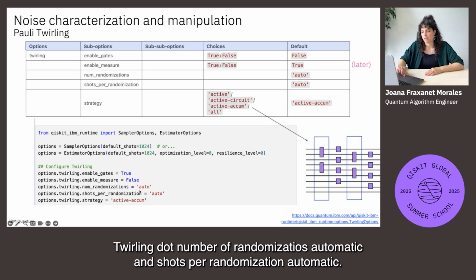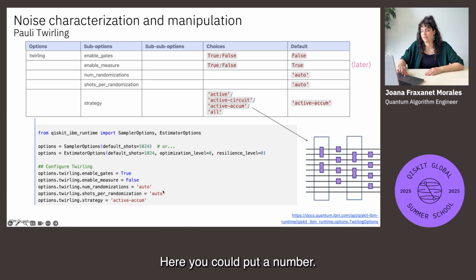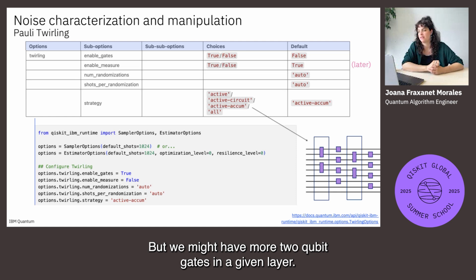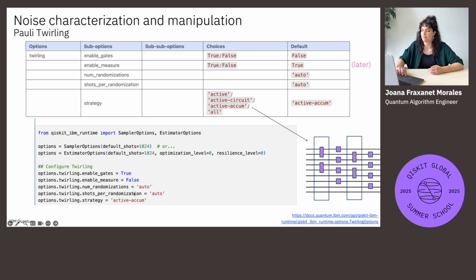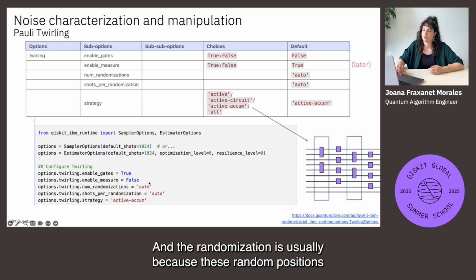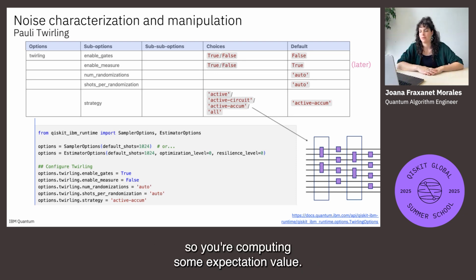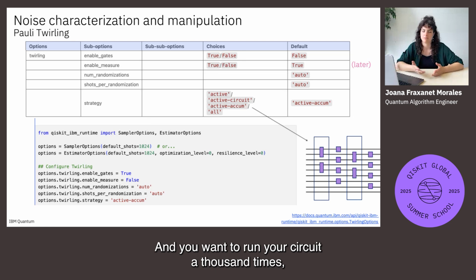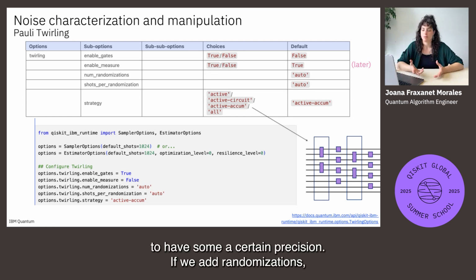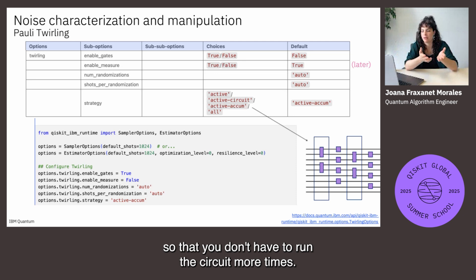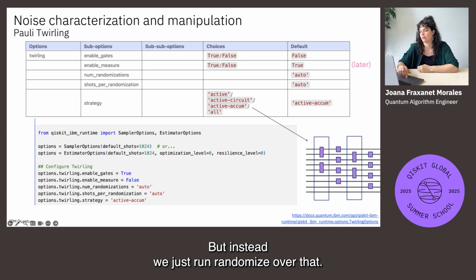Twirling dot number of randomizations automatic and shots per randomization automatic. Here you could put a number. So we've seen that there are 16 possible randomizations per 2-qubit gate, but we might have more 2-qubit gates in a given layer. And the shots per randomization is usually because these randomizations are performed within the shots. Imagine that you want to run, so you're computing some expectation value and you want to run your circuit 1,000 times to have a certain precision. If we add some randomizations, these randomizations are going to be performed within these 1,000 times. So you don't have to run the circuit more times, but instead we're just randomizing over that.